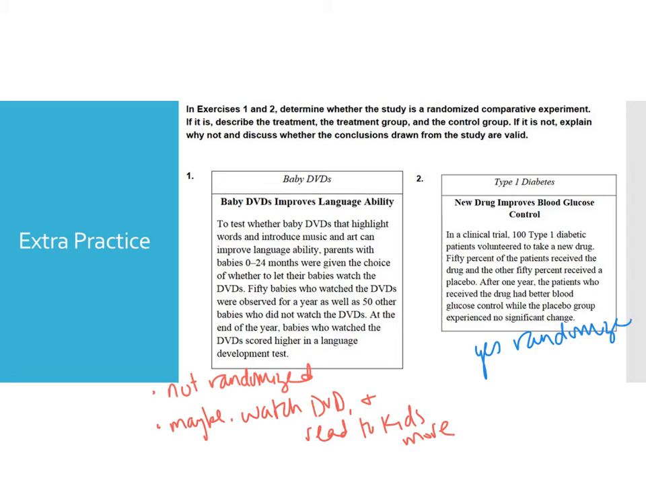So then the directions say describe the treatment. The treatment was this new drug that they're using. The treatment group is the 50 people who were taking that drug. And the control group was those that received the placebo. So 50 who were on that drug, and then 50 on the placebo.